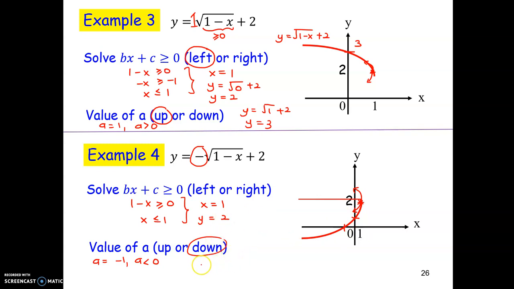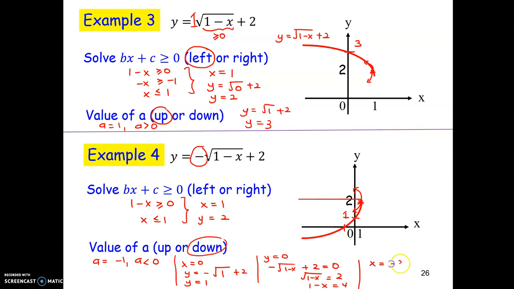So the first one, when x equal to 0, y is equal to the negative square root of 1 plus 2. So this is equal to 1. So this value over here is when y equal to 1. And over here is when y equal to 0. So y equal to 0, we got negative square root of 1 minus x plus 2, equal to 0. So square root of 1 minus x is equal to 2. 1 minus x is equal to 4. So that means x is equal to negative 3. So that point over there is negative 3.